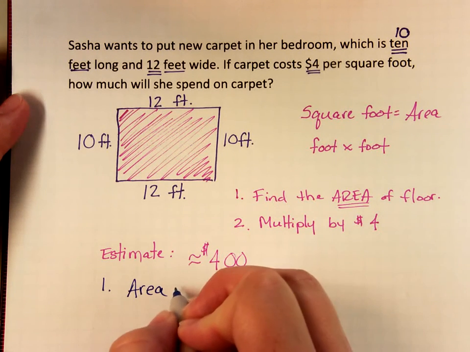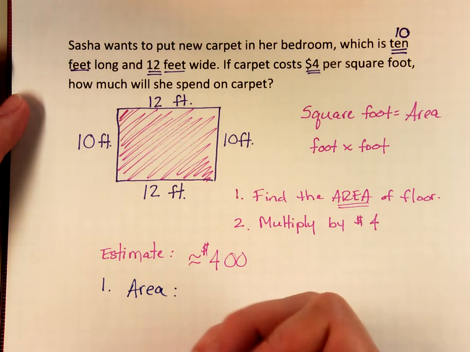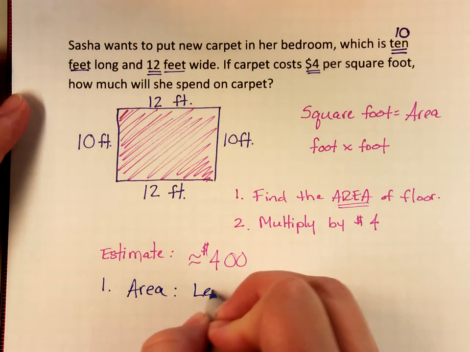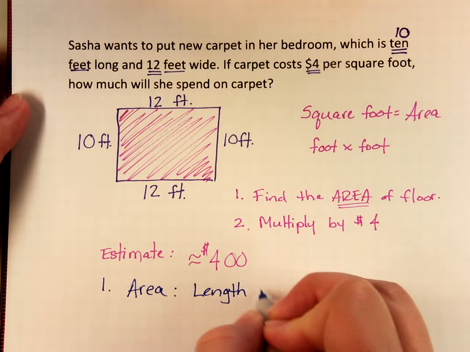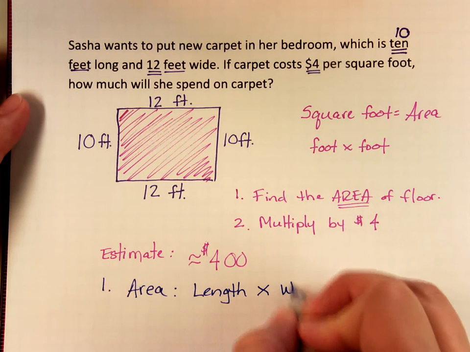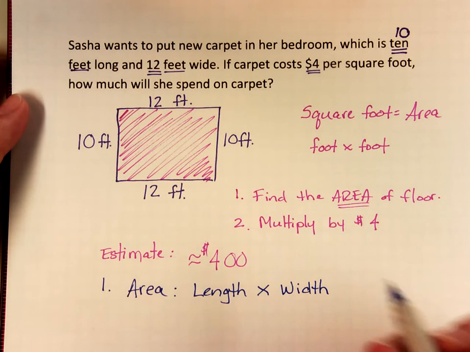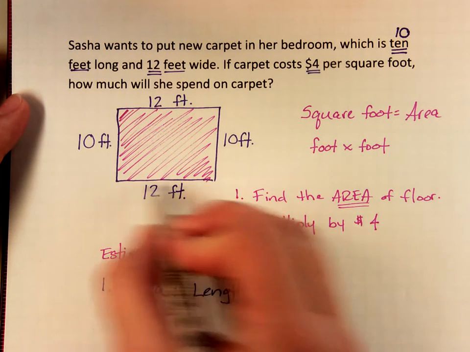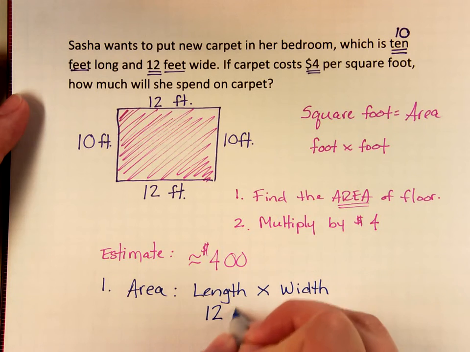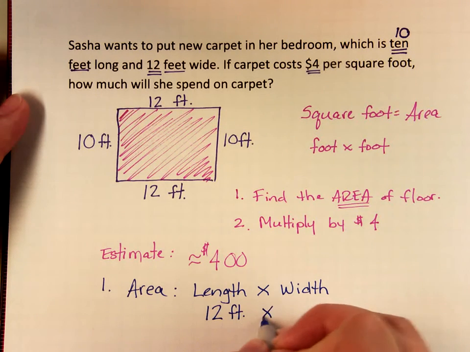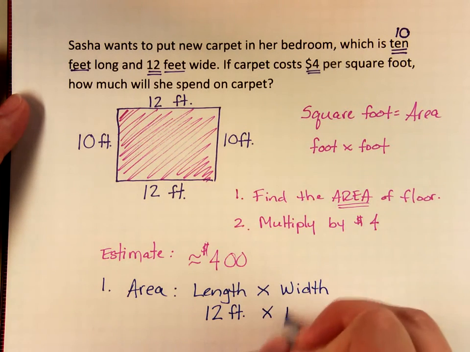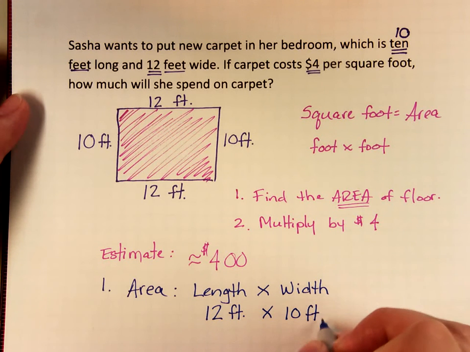Oftentimes on tests, you'll be given the formula for area, which is length by width. By means multiply. Length multiplied by width. And the length of this room is 12 feet by 10 feet. 12 by 10 is 120.